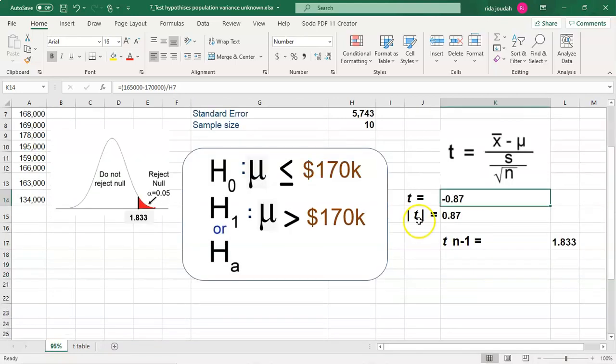After we decided to use the absolute value for T, we found that the T value that we found from the formula is located in this area. It is smaller than 1.833. So the score T that we found from the formula is located in the area when we don't reject the null hypothesis. So the interpretation here is, at 95 confidence level, we couldn't find any significant evidence the average clinic's income in the city is greater than $170,000.